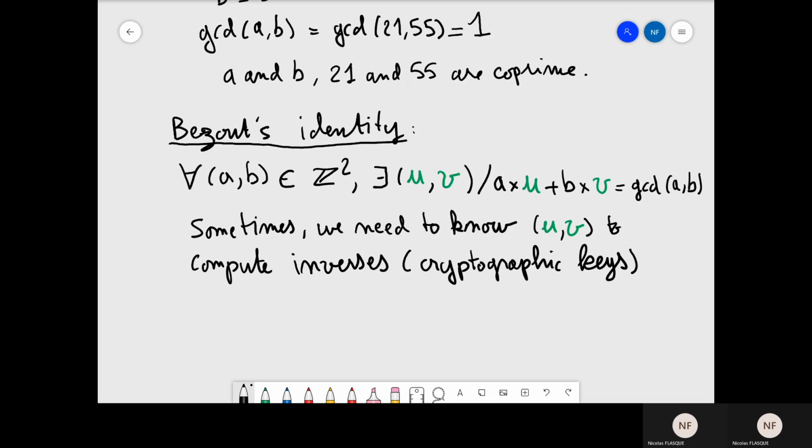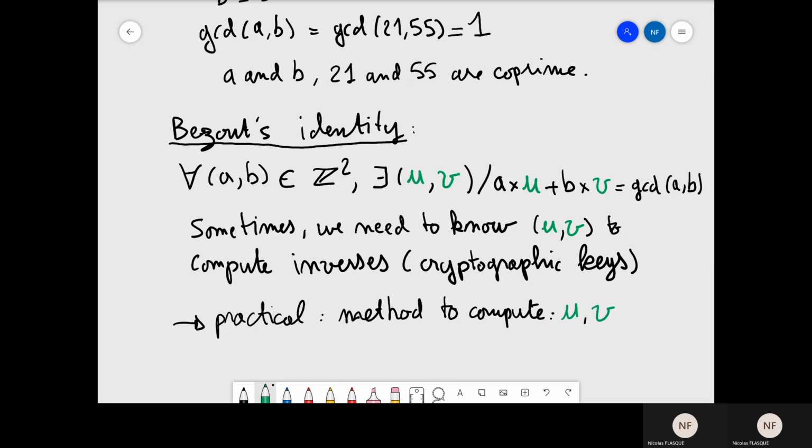And actually, we won't need the value of the GCD, but from a practical point of view, let's be pragmatic here, we also have a method to compute u, v, and also the GCD of a and b from the values of a and b.